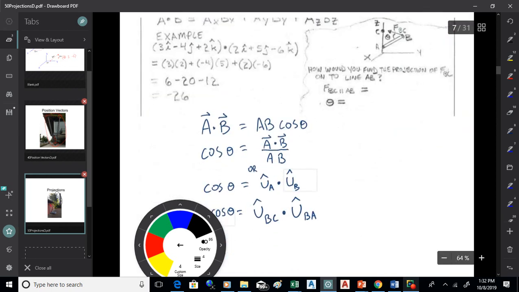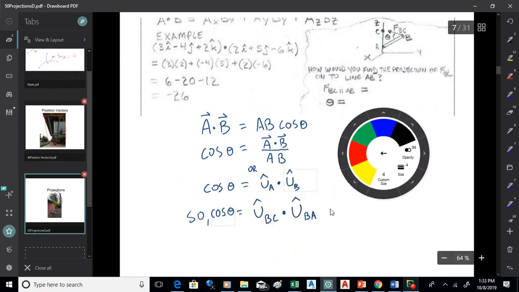Now, if I want to find that angle, again, I can go back to that definition of the dot product. A dot B is AB cosine theta. If I want to find cosine theta, I take A dot B over AB, which is the same as UA dot UB. So I just take unit vector BC and dot it with unit vector BA, and that'll get me the cosine of the angle in between.